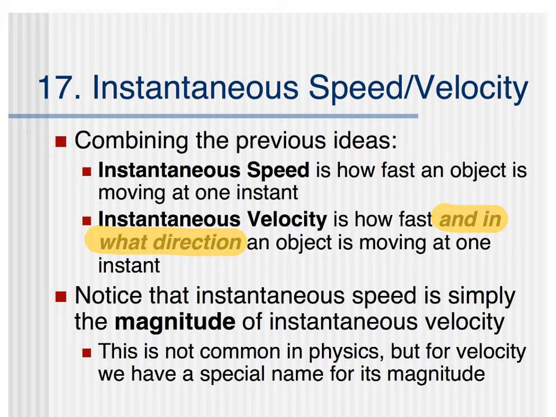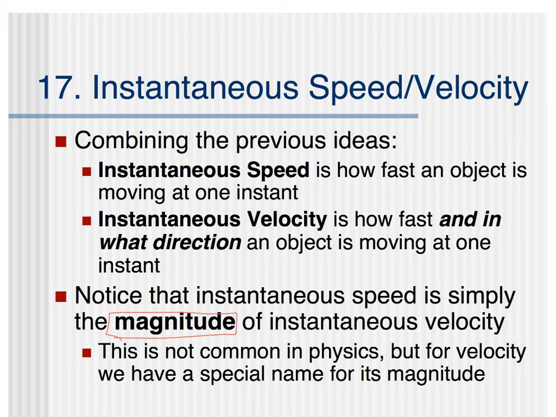Going back to the idea of magnitude for a second, we could say that the instantaneous speed is simply the magnitude of the instantaneous velocity. If you remember when we were talking about vectors and we used that word magnitude, it means simply the number without the direction. So if we take instantaneous velocity and look at the magnitude of that, that's simply going to be how fast the object is moving, ignoring the directional piece. And that means that it's really just the instantaneous speed.